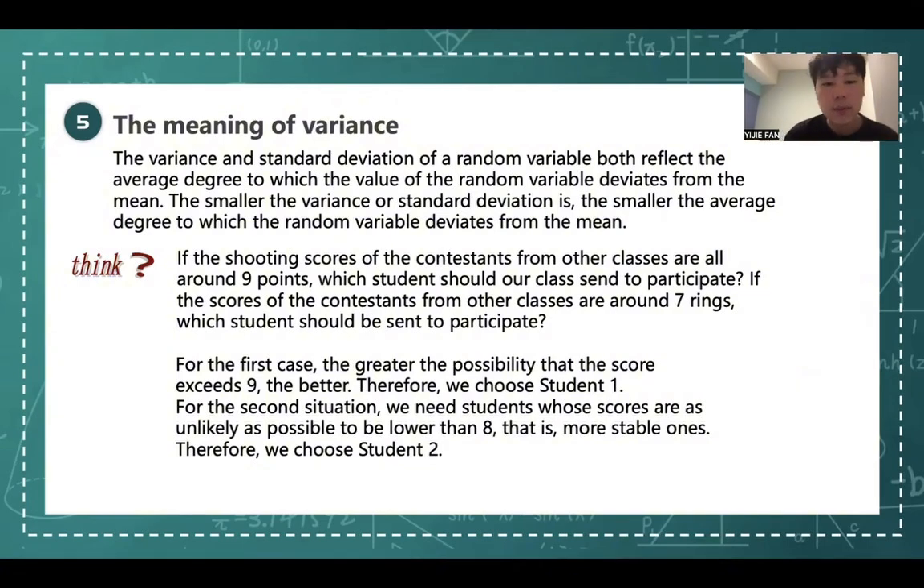So we use the mean and variance to describe our random variable. We need to consider the different situations so as to make a correct decision in the real situation.